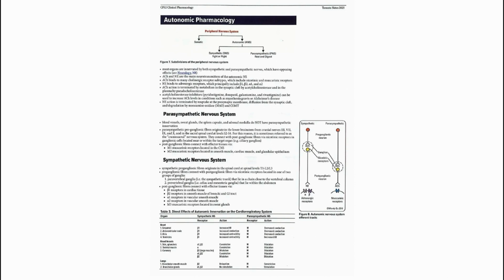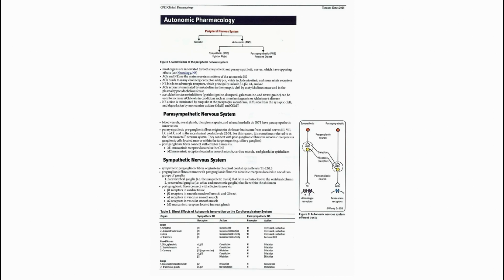Figure 8. Autonomic nervous system efferent tracts. Now let's examine Figure 8. Both sympathetic and parasympathetic pathways begin with the preganglionic neurons that release acetylcholine onto nicotinic receptors located within autonomic ganglia. The difference occurs after the ganglion.